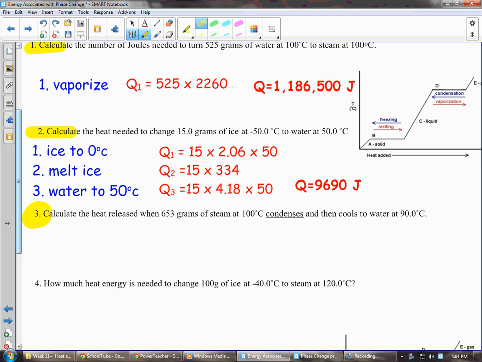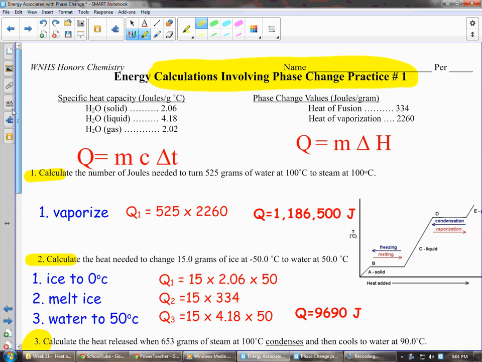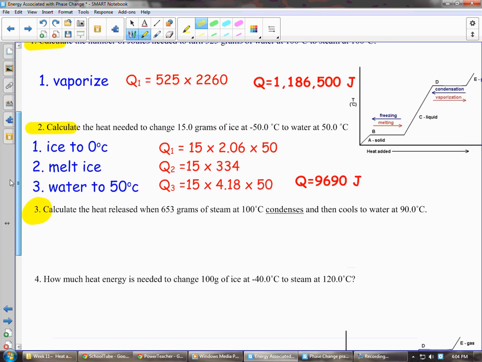At any point in time in this, if you would like to pause and try the problem yourself and then catch up and see how we did it, or if you have done these and you want to fast forward to something else, please feel free. But this is just me going through how to do all of the problems on the energy calculations involving phase change practice worksheet number 1.